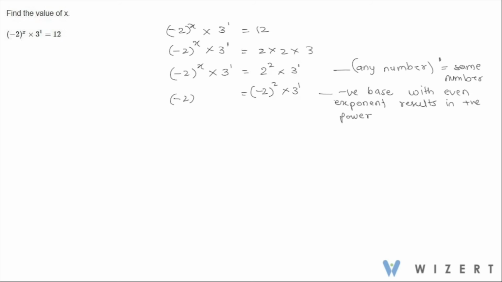So these two are same, so let's write the left hand side as it is, minus 2 to the power x multiplied by 3 to the power 1. So by comparison, x equal to 2. This is the answer.